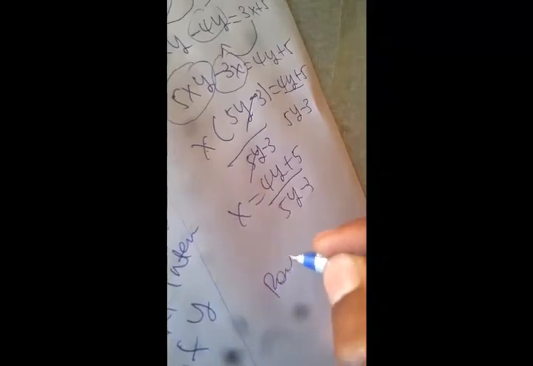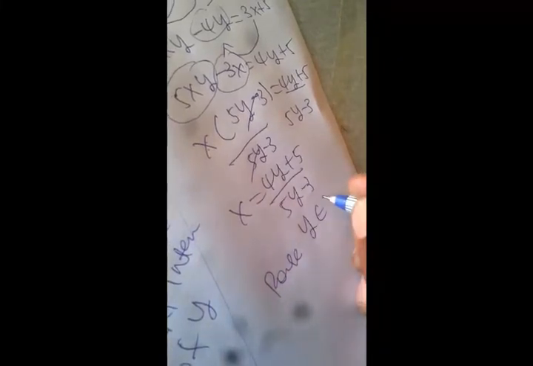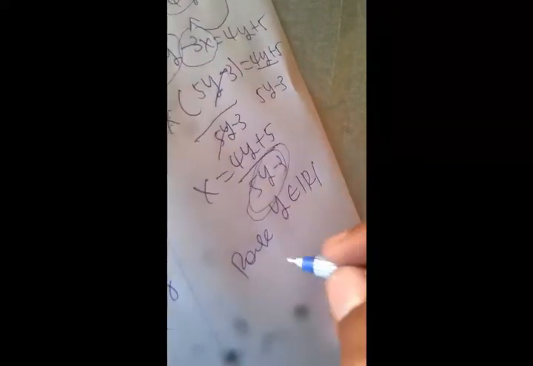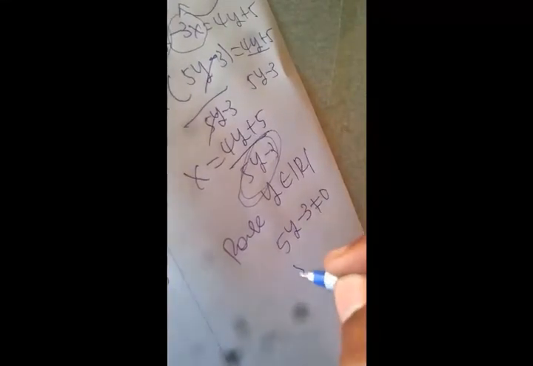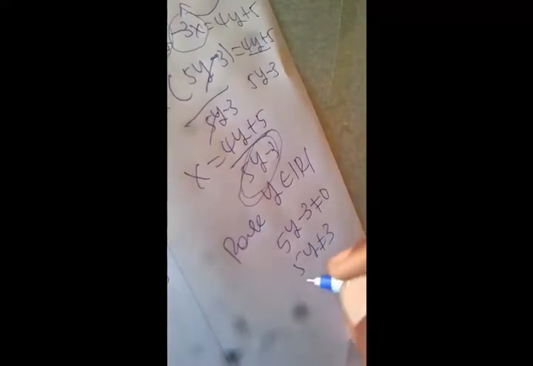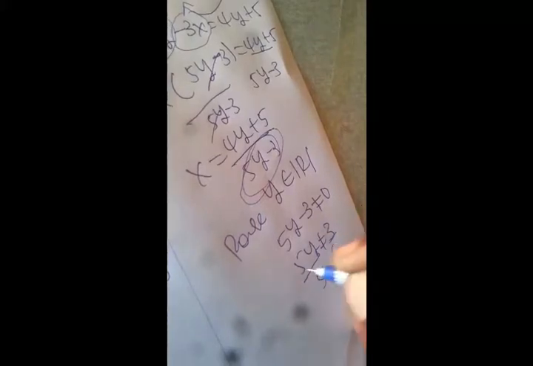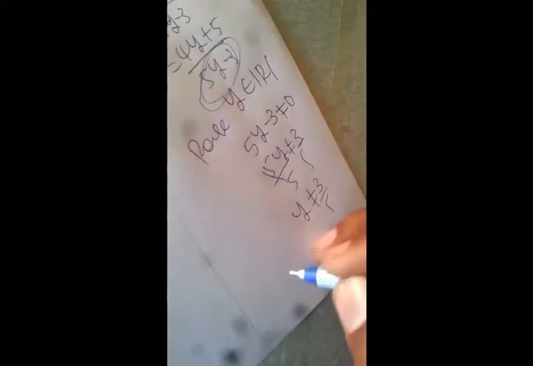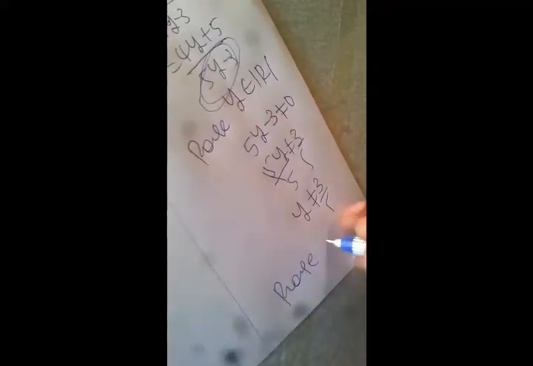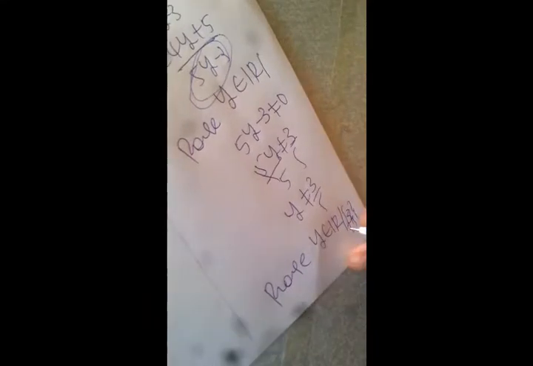Therefore, the range will be y, an element of the real numbers, different from what? The denominator must always be different from 0. Therefore, 5y - 3 must be different from 0, so 5y must be different from 3, and the value of y must be different from 3 over 5. Therefore, the range is y, an element of the real numbers, different from 3 over 5. This is our range, and the first is our domain.